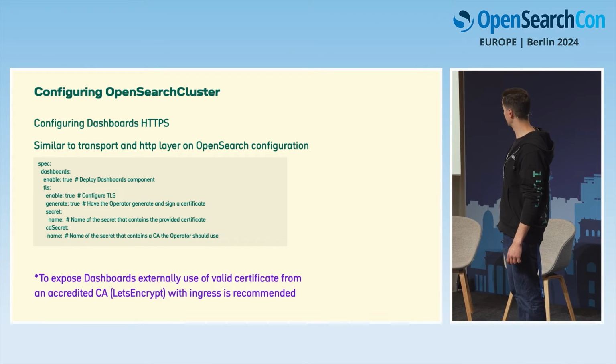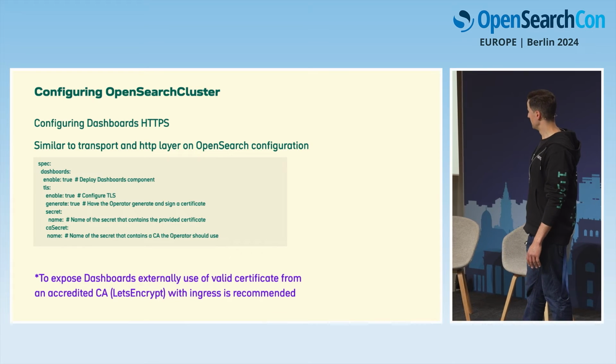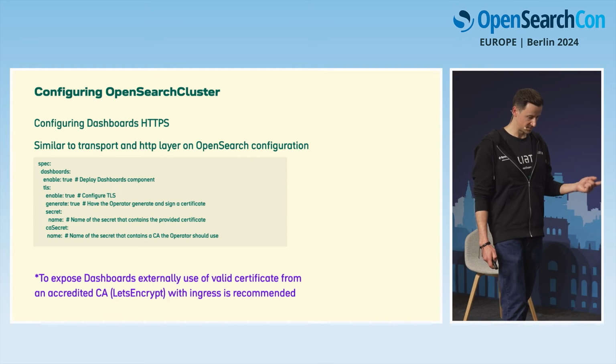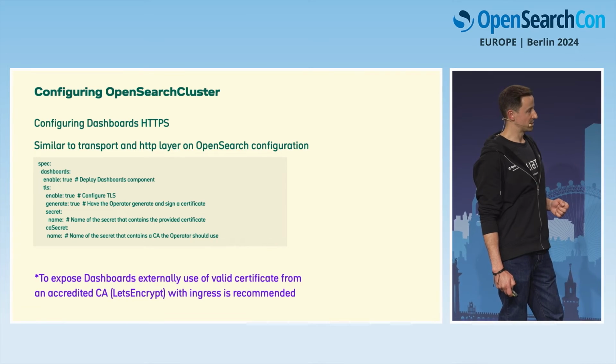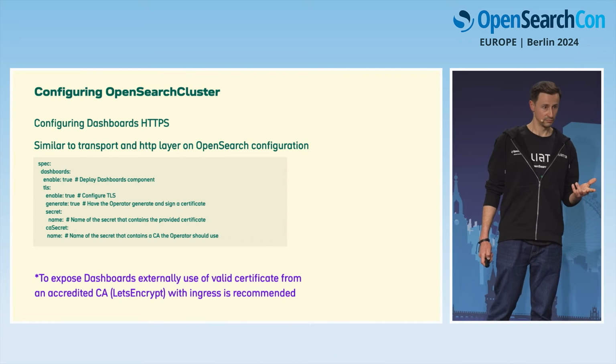Dashboards HTTPS, again, very similar to the previous HTTP. That's what I said, that if you wrap your head around the very first one, the rest of them kind of fall into the right place. Again, because you are using either self-signed certificates or certificates generated by the Operator, they will not be trusted by your browser, and it will be shouting at you. The recommendation, of course, is to use an accredited CA like Let's Encrypt, and now we know how to do it, so happy days.